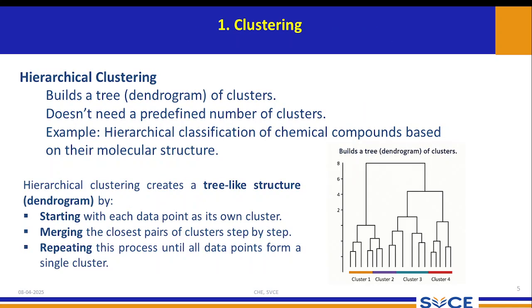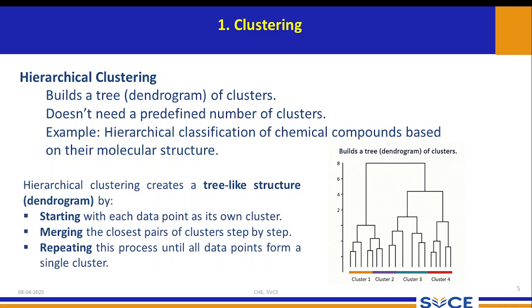Okay, the second one is hierarchical clustering, which builds a tree dendrogram of clusters. So you just see the clusters, cluster 1, cluster 2, cluster 3, and how the dendrogram looks. Hierarchical clustering does not need a predefined number of clusters. Example: hierarchical classification of chemical compounds based on their molecular structure. So this is an example of hierarchical clustering.